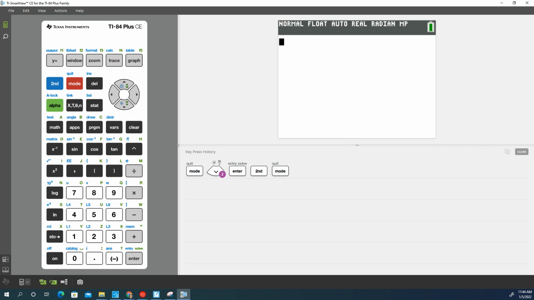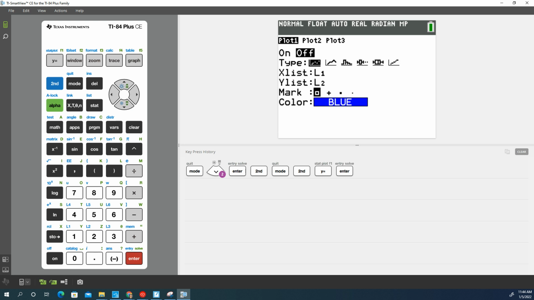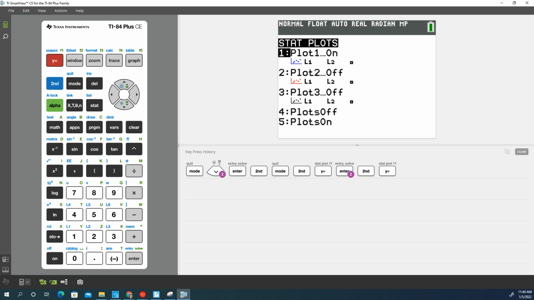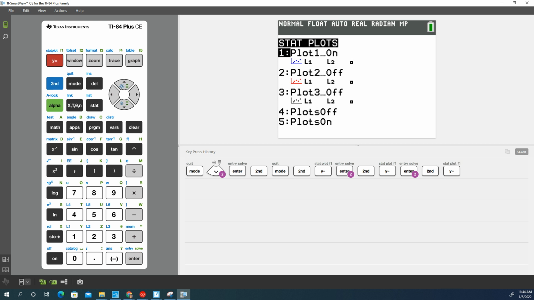All right, so you got to go to stat plot. So you hit second y equals. Mine says off. Yours should be off. If you hit enter, it'll take you to this screen. And you're just going to hit enter again, so it switches to on. I'll go back again. So you're going to hit second y equals. So you should say plot 1. It should say off. Hit enter. Hit enter again. So it's on. And then go second y equals. So just make sure everybody says 1 is on. If you want to change the color, you can.